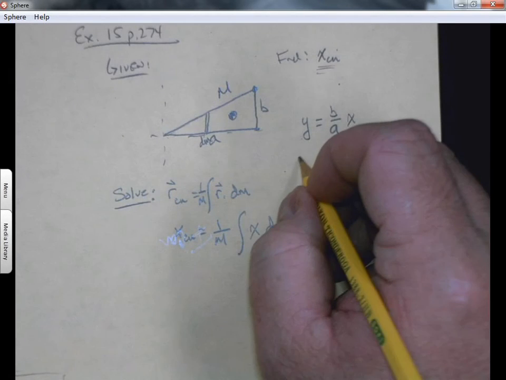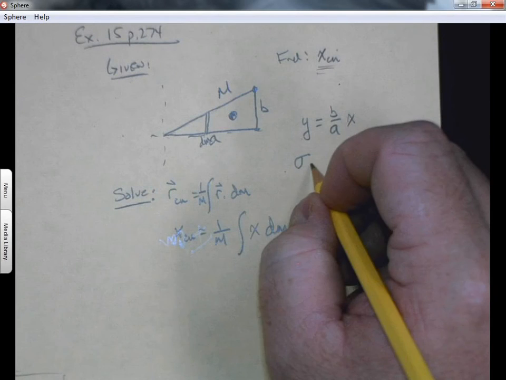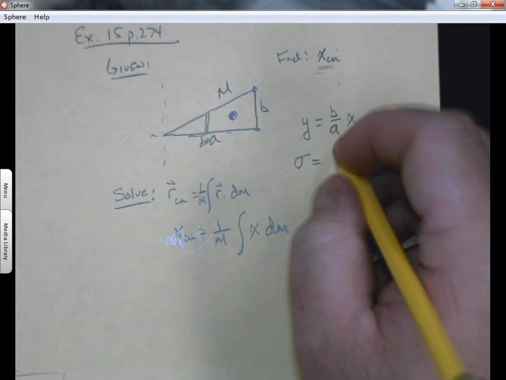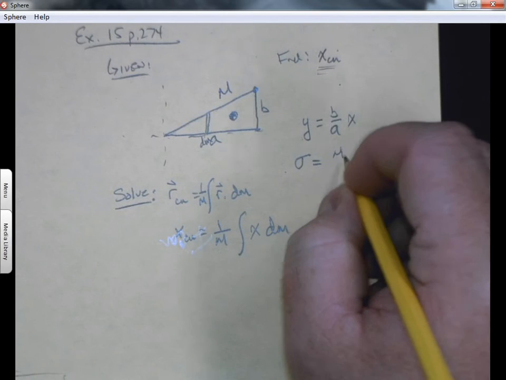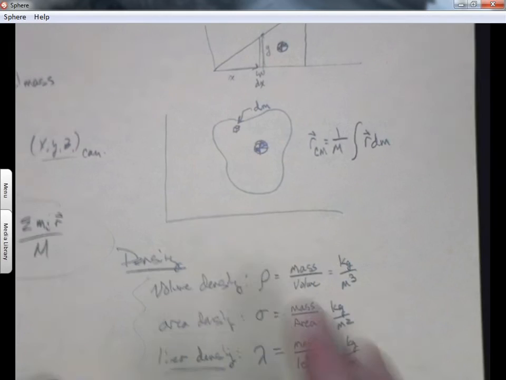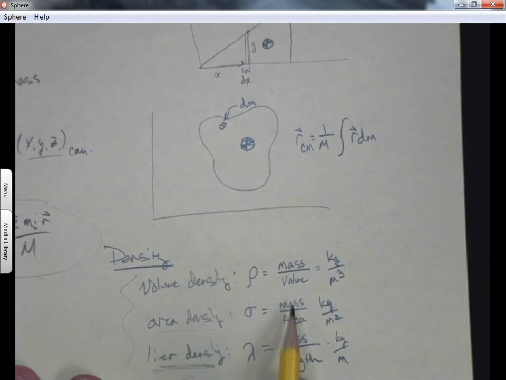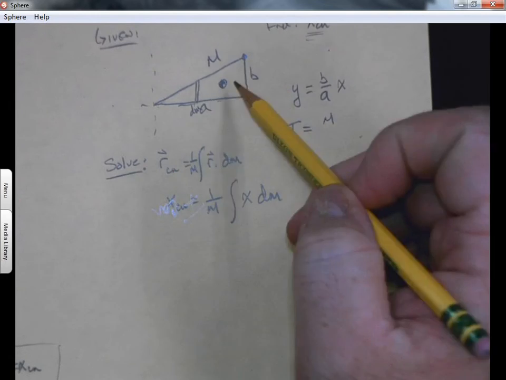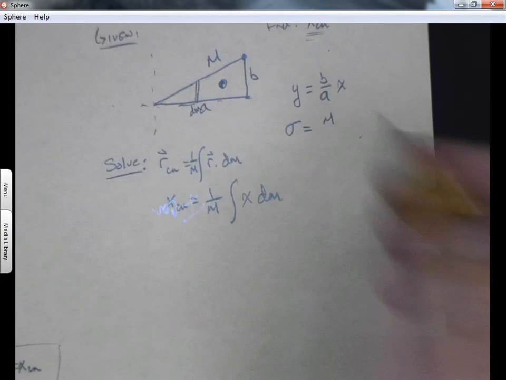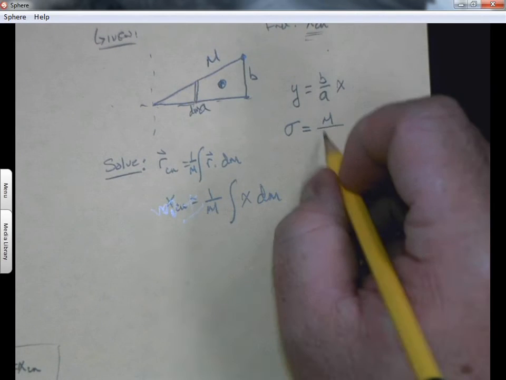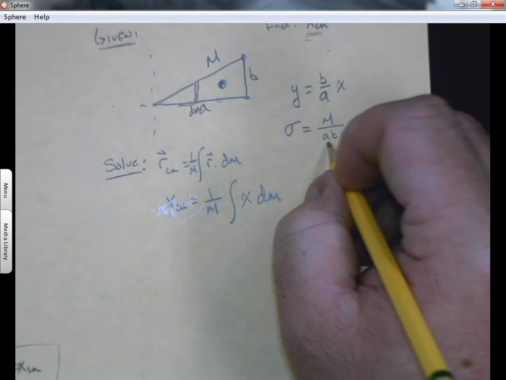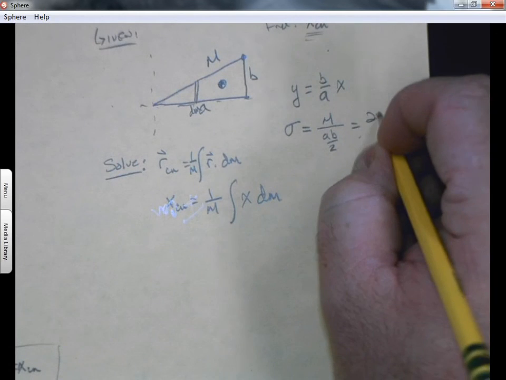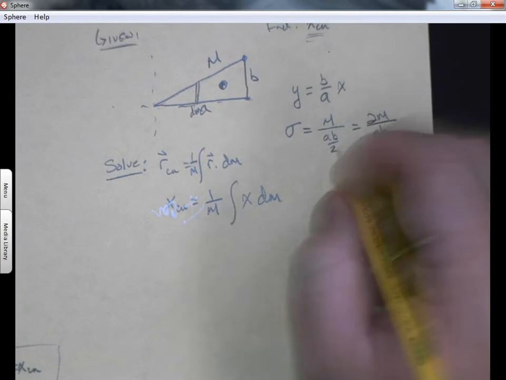So our sigma, because we're going to find the area of this, sigma, which is our area density, is going to equal our mass, because remember, back on the previous page, area density is the mass divided by the area of our thing here. Well, what's the area of our triangle right here? It's going to be 1/2 a times b, so ab over 2. That's going to simplify to 2M over ab, and that's what our sigma equals.